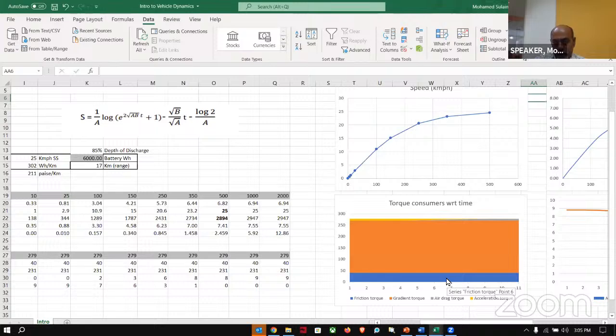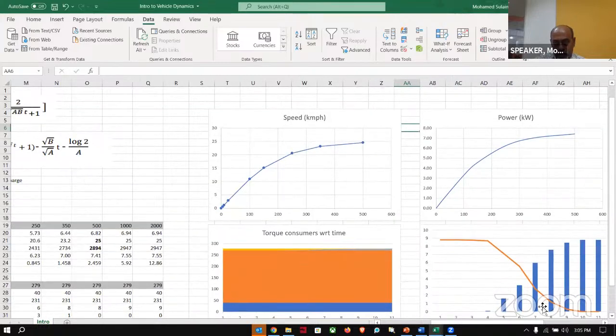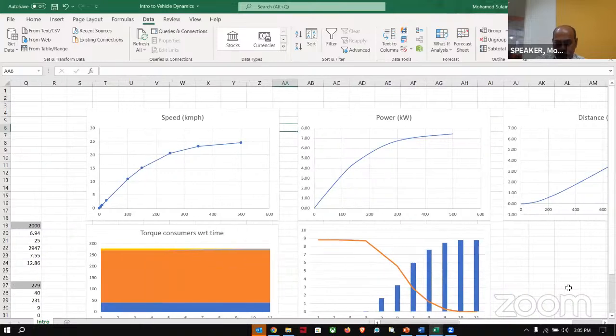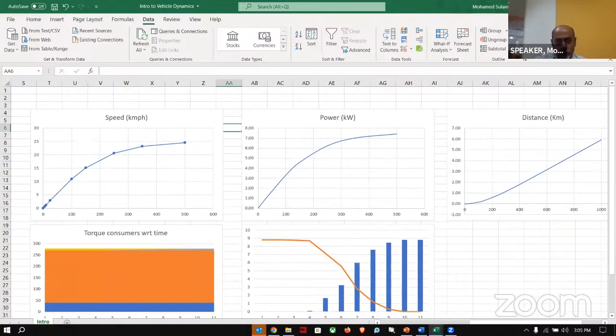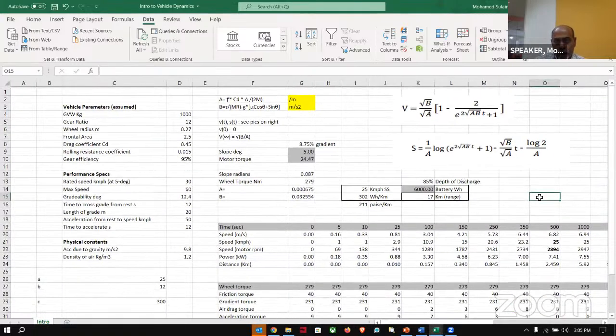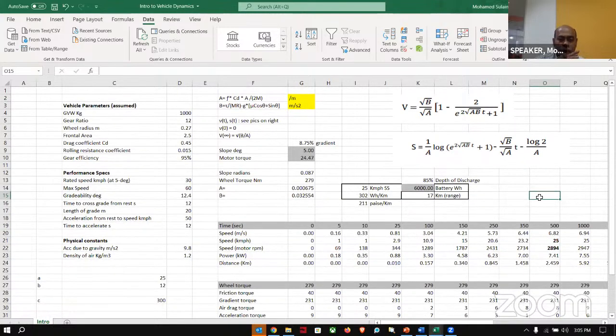There is a friction torque that is coming all the time, but significantly, there is a gradient torque. And the power versus time and the interplay between acceleration, air drag, and the distance versus time, all of this is seen. So you can play with this and get familiar with it. And the ability to do that quickly, the ability to apply Goal Seek, will be very, very important in following what Suleiman has to tell you. You can go to the other sheet now.